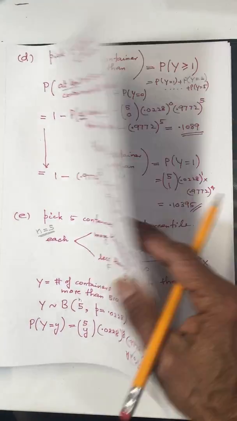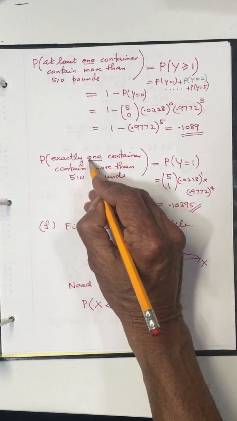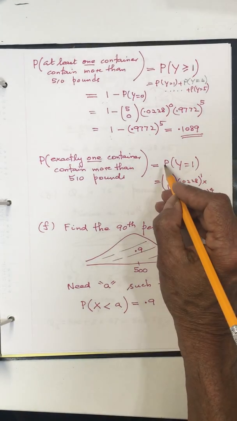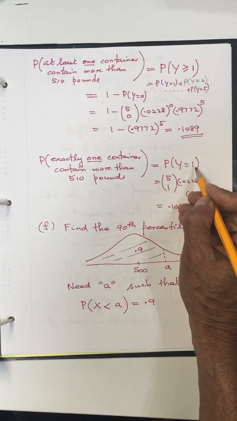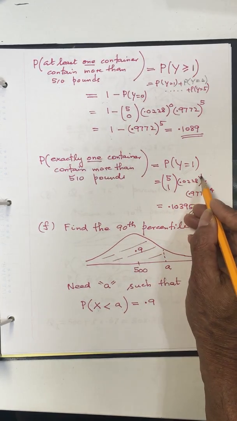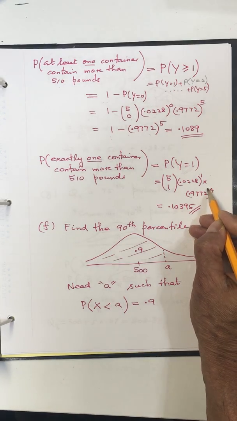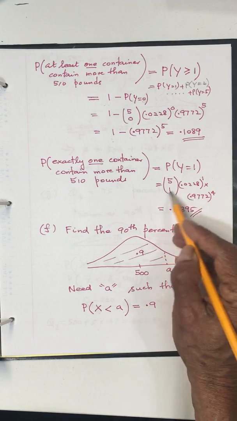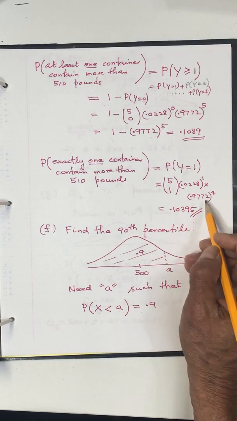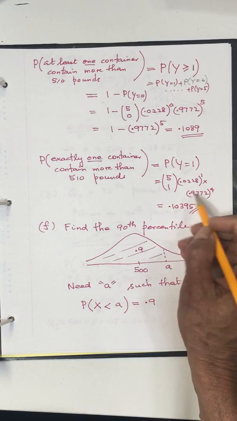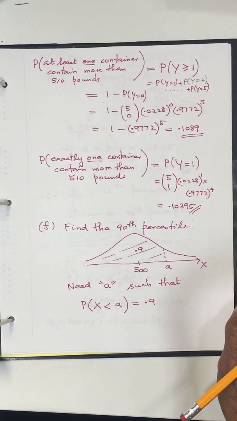The second part: exactly one container contains more than 510 pounds. In other words, the probability Y equal 1. So that formula is 5C1, p to the power 1, q to the power 5 minus 1, which is 4. This is the combination formula. Basically, this part is 5 actually, but you can use the combination formula if you want. So that answer is going to be that.